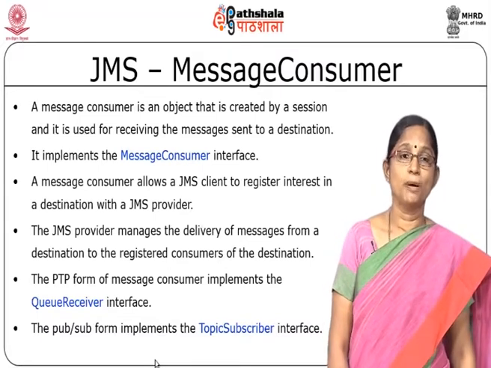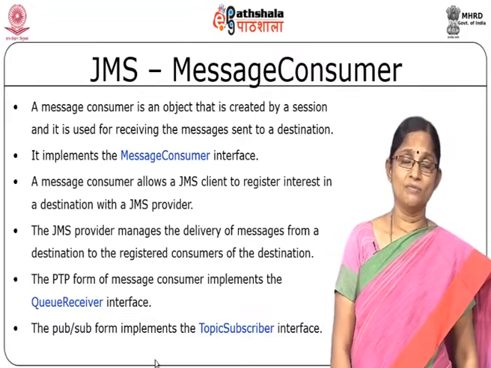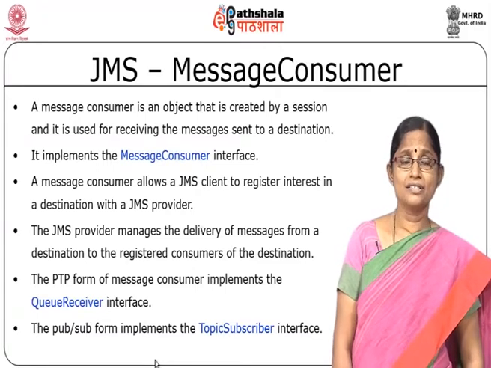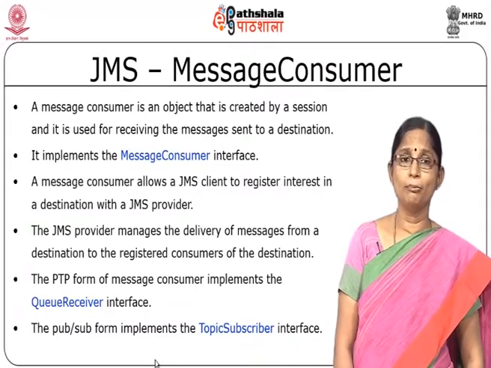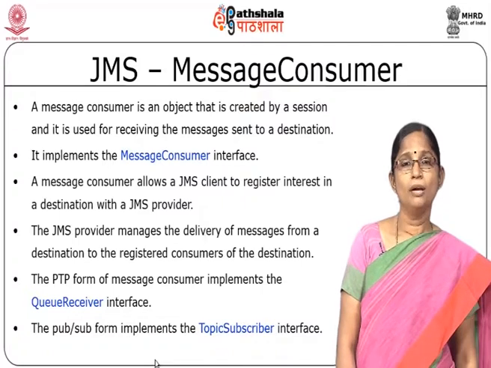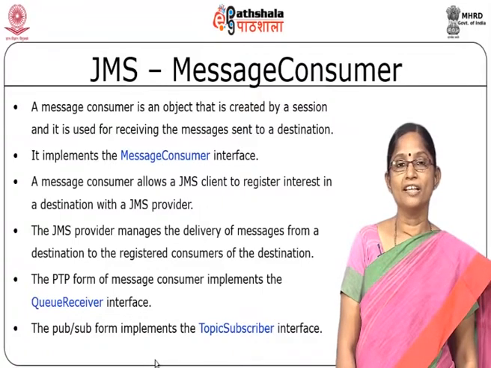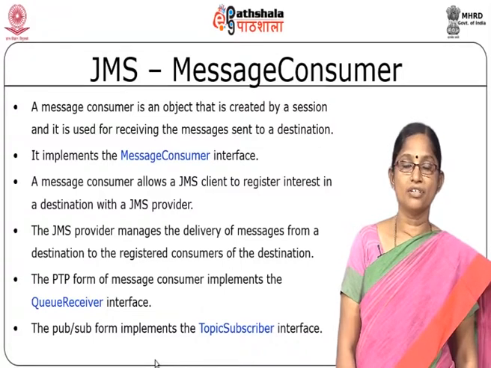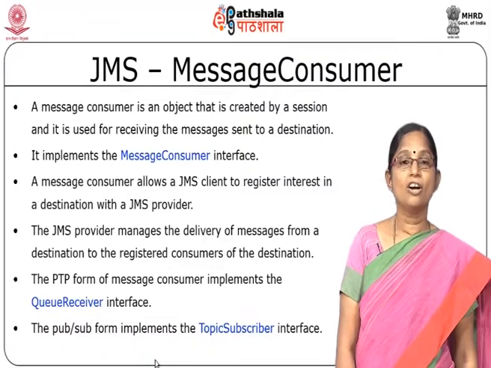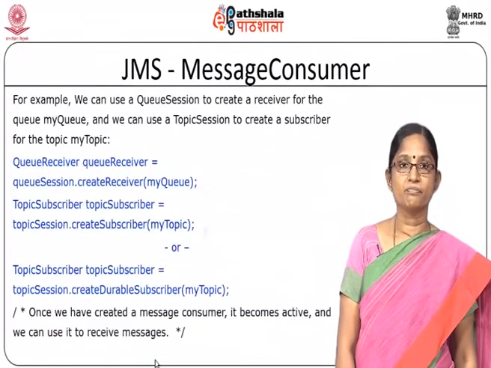Suppose we use the publisher subscriber model. We have seen in the last session that two models are available, the point to point model as well as the publisher subscriber model. If we use the point to point model, then it makes use of the queue receiver interface, whereas if we use the publisher subscriber model, then it makes use of the topic subscriber interface. So, you can see the code snippet which pertains to the message consumer.